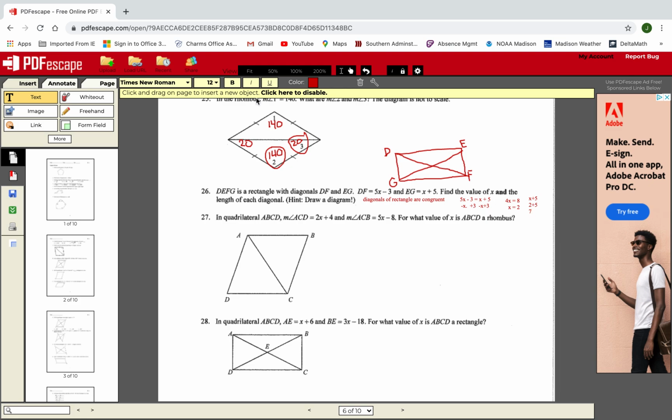Okay. The value of x is 2. And the value of each diagonal is 7. Okay?